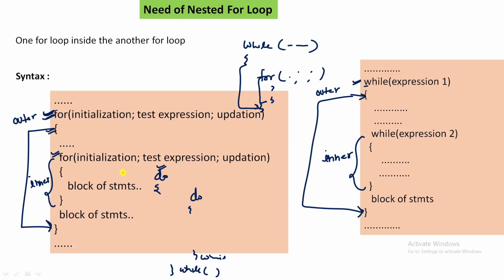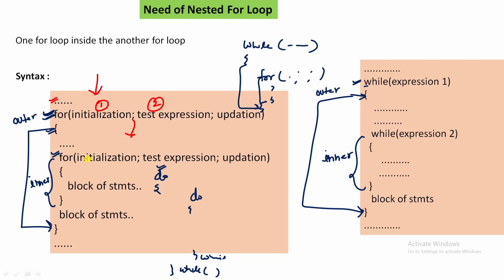Now, how will this nested for loop work? In the same way as we have seen for the while loop, it will work for the for loop also. For example, let's say our control comes from here. Whatever statements are here will be executed. Then when we come to the for loop, first initialization will happen, then this condition will be checked, whether it is true or false. If it is true, we will go inside, and whatever statements are here will be executed.